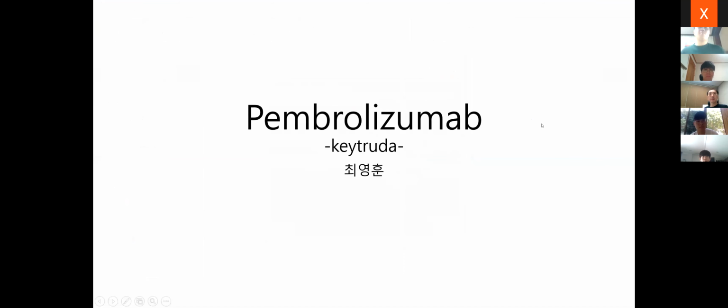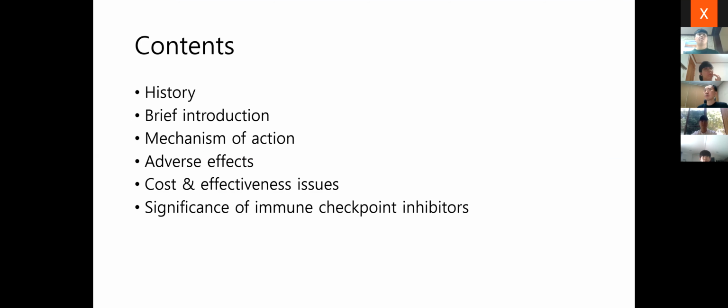Okay, let me start the presentation. Pembrolizumab, also known as Keytruda, is the drug that I will talk about today. Firstly, I will give you brief background information about this drug, and then I will talk about the mechanism and the adverse effects caused by the mechanism, and some cost and effectiveness issues about this drug. And then, despite those cost and effectiveness issues, the significance of third generation drugs.